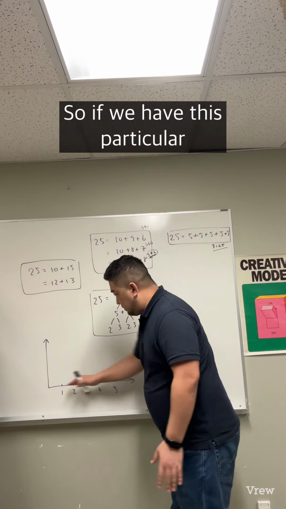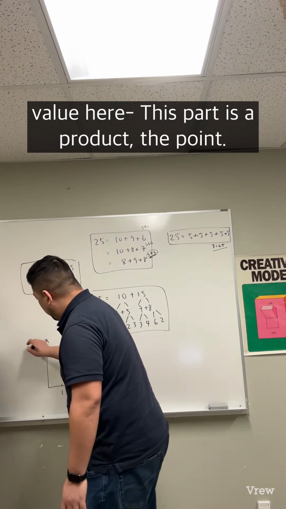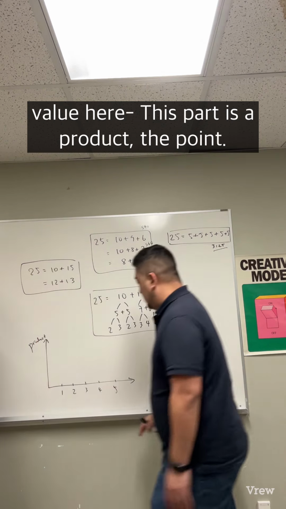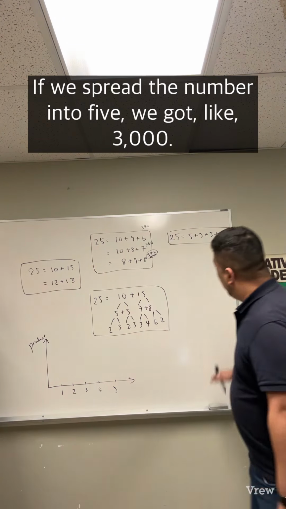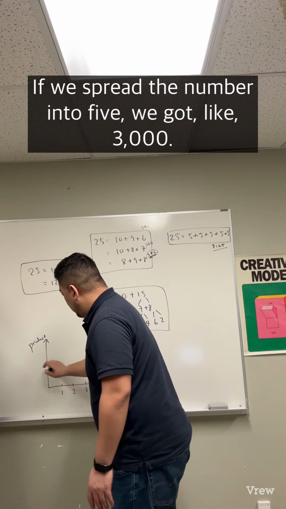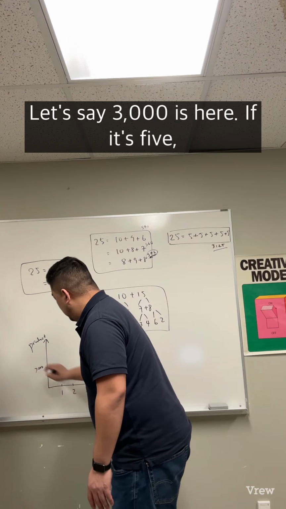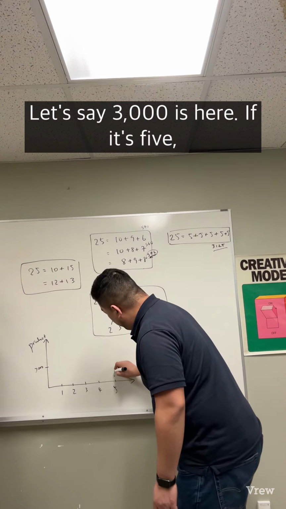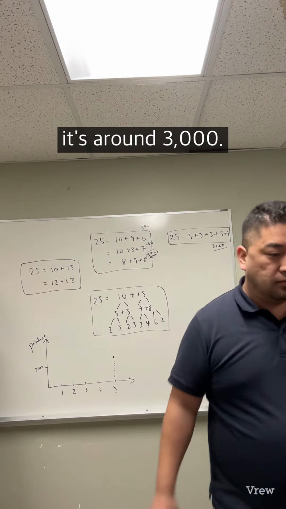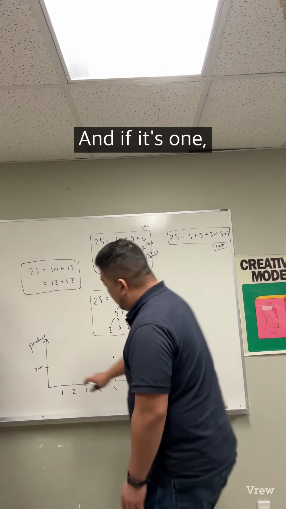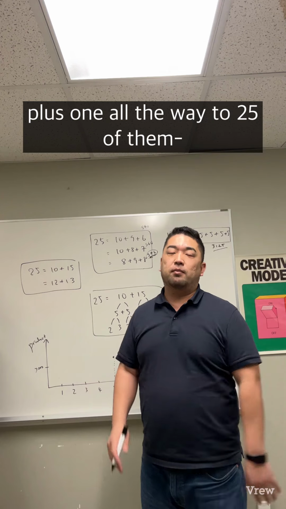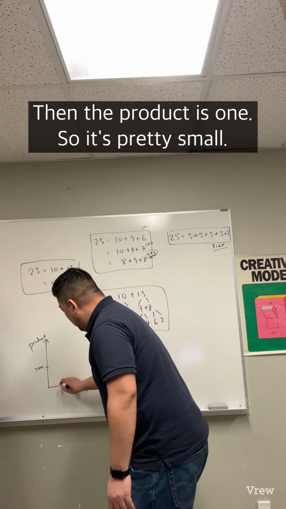So if we have this particular value here, this part is the product, the point. If we spread the number into 5, we got like 3,000. Let's say 3,000 is here. If it's 5, it's around 3,000. And if it's 1, if it's just adding 1 plus 1 plus 1 all the way to 25 of them, then the product is 1.